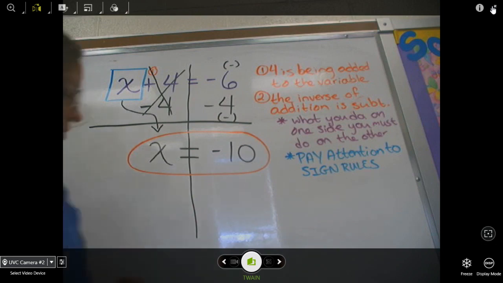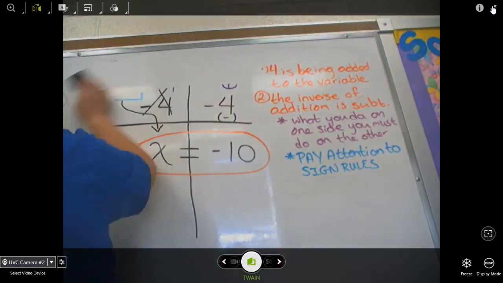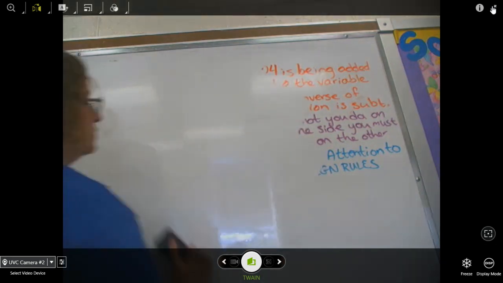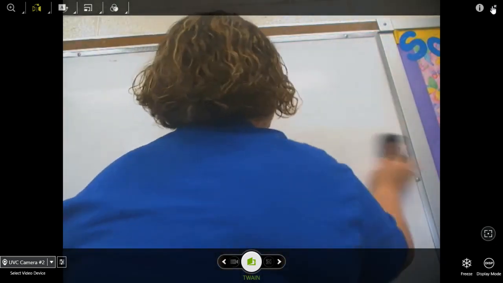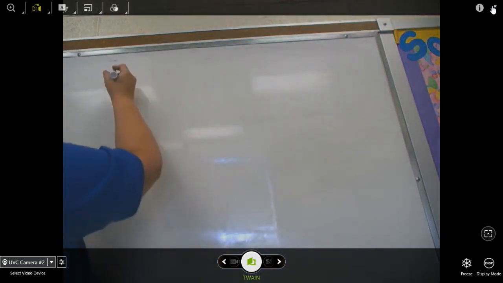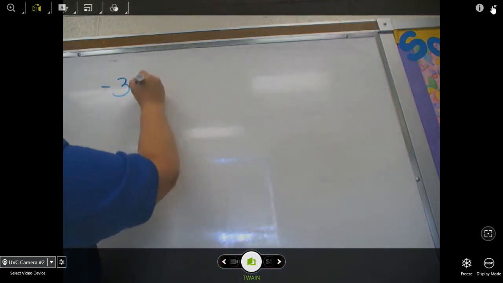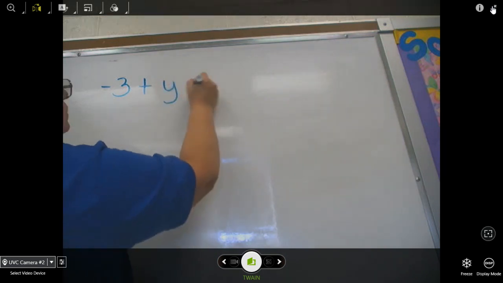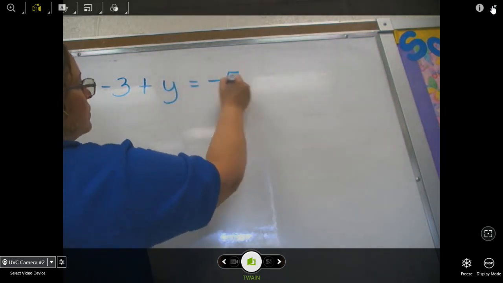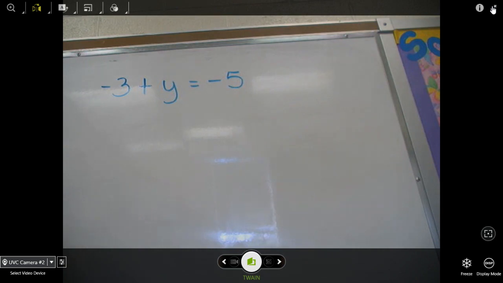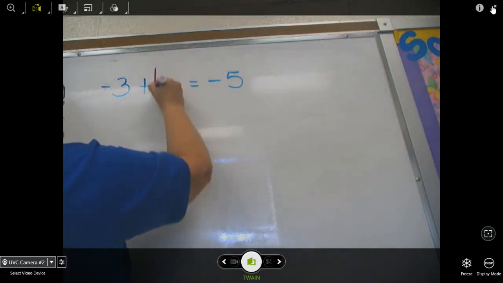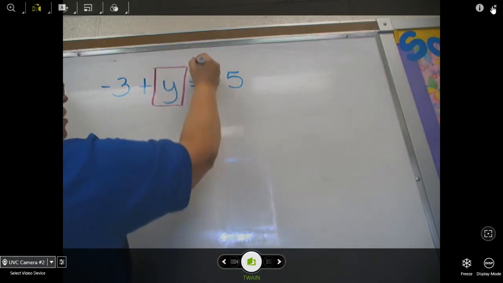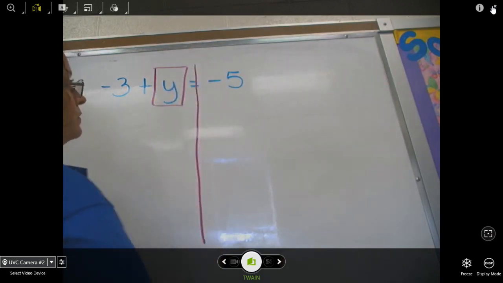All right, so that's that one. Let's do another one. Okay, here we go. Again, remember the variable has to be quarantined. So we're boxing the variable. Go ahead and draw your line.